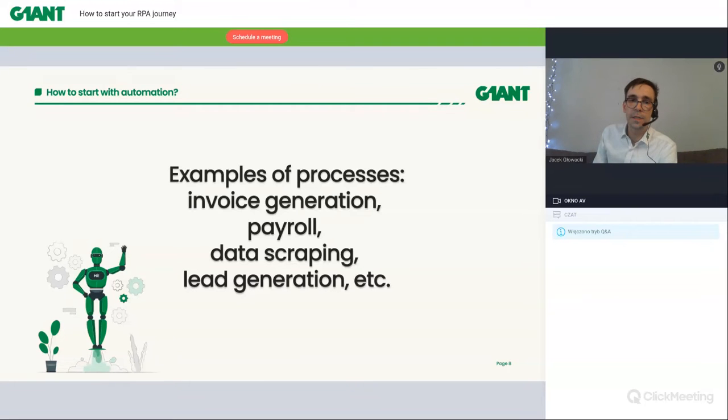Yes, so here are a couple of examples of processes in different departments which you can automate. As I mentioned before, invoice generation is a good example. The employee, instead of focusing on generating invoices, can focus on different things. Invoice generation is a very simple process, because it just demands taking information from different sources, putting it into one place, making a calculation, and generating the result report. Payroll, I also mentioned before. Data scraping is a good example.